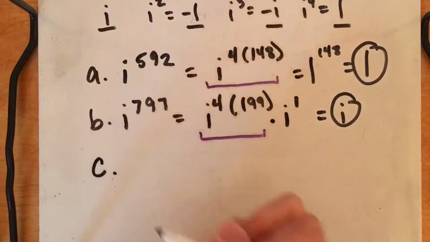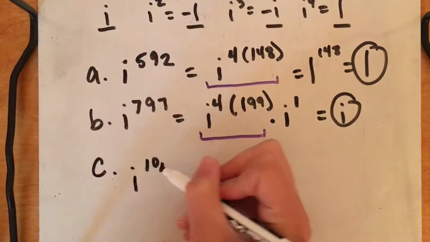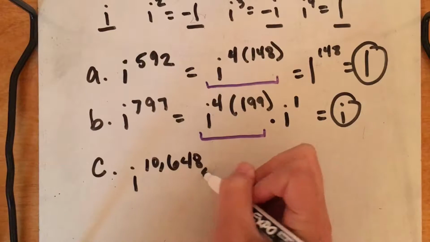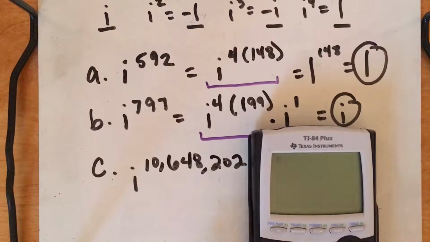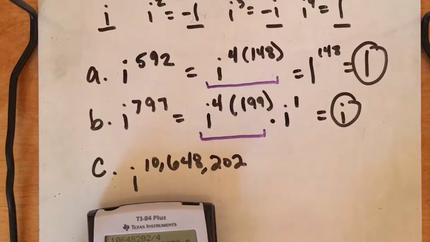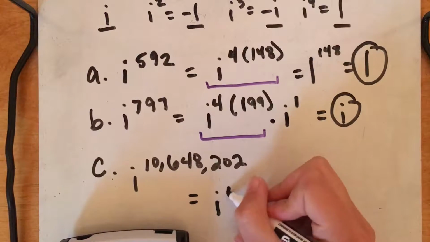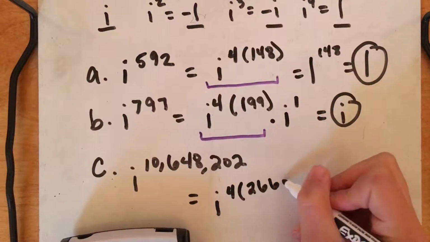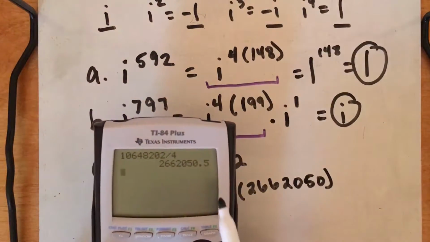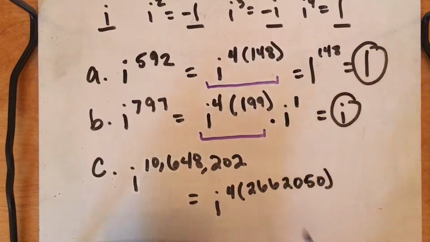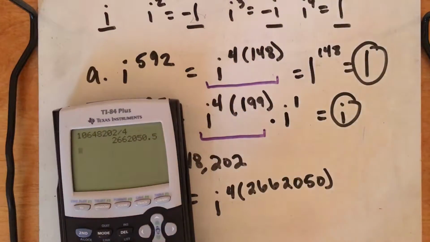So then C, we have I to the 10,648,202. Okay, so again, we're going to divide that 10 million number by 4. 648,202 divided by 4. Again, we're doing 4 because this pattern repeats after 4 times. All right, so we get a 2, let me write this down here. I to the 4th, 2662050. That's whole times, okay? But I have a 0.5 left over, so that means I didn't get to this number. So I'm going to take and multiply these two together and see what we're missing still.